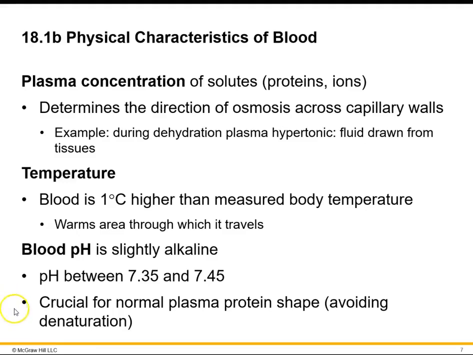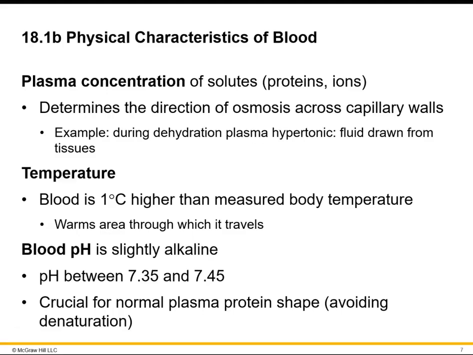that blood is exerting. We said blood helps regulate heat, so blood is about 1 degree Celsius higher than the rest of the body, and so it's going to warm the areas through which it travels.